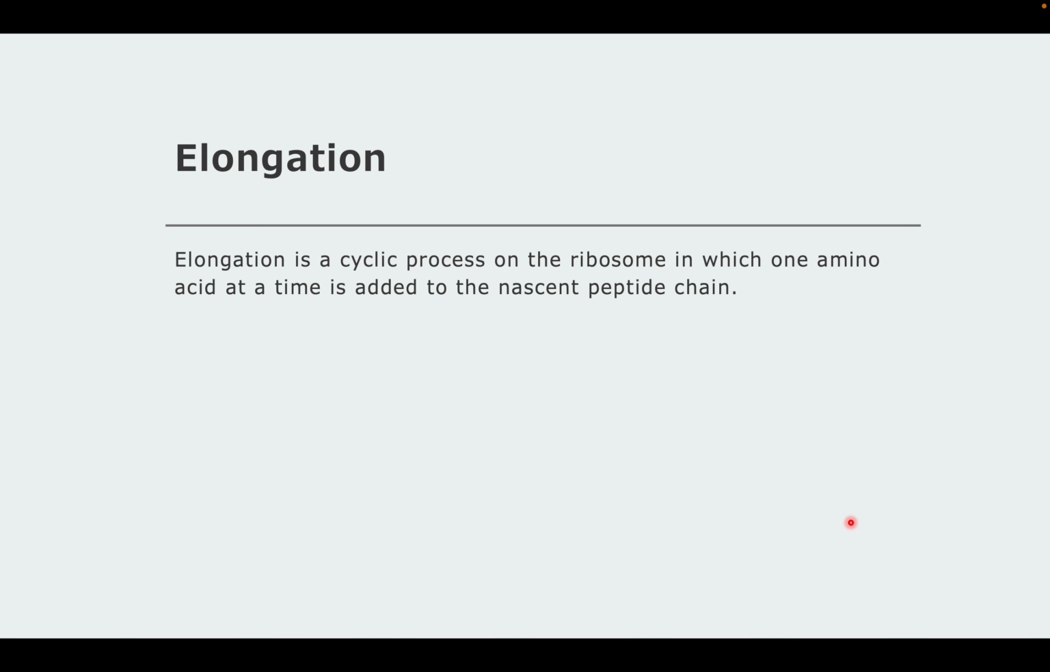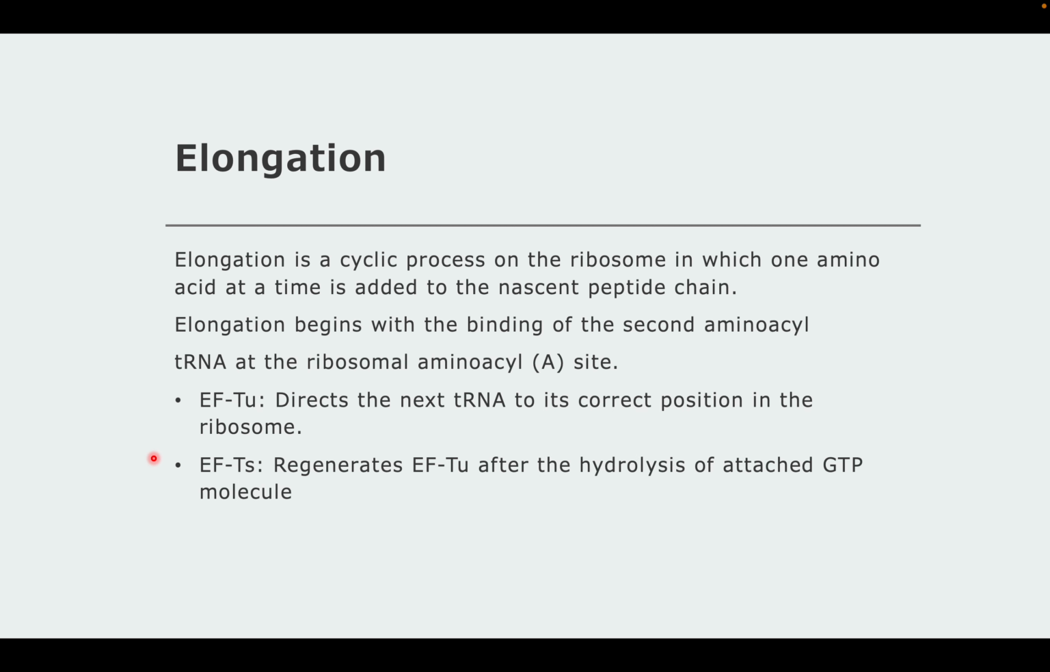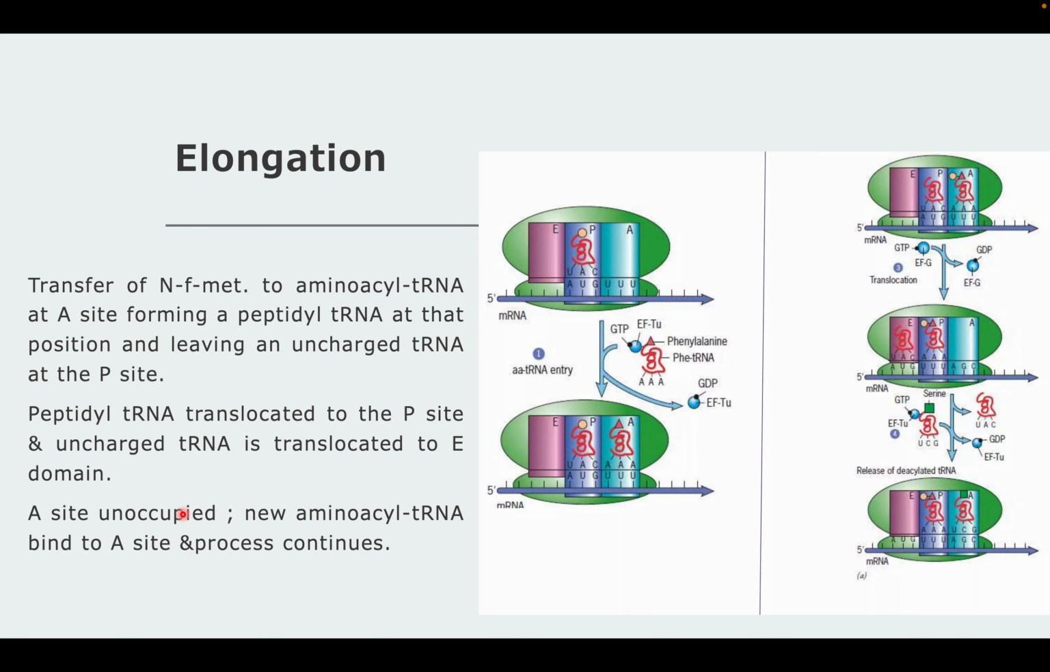As I have talked about, elongation is a cyclic process in which one amino acid is added at one time, and it begins with the binding of the second amino acid tRNA at the A site, which accepts the new tRNA. And then there are different factors involved. EF-Tu directs the tRNA to bind to the correct position, the A site, and then it gets released and regenerated by GTP through EF-Ts, and then EF-G mediates translocation, which I will talk about.